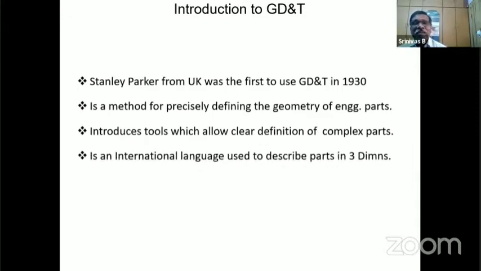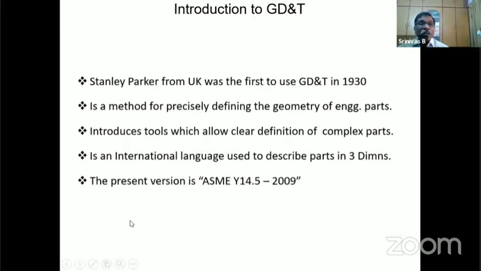It's an international language used to describe parts in 3 dimensions. Understand, in olden days, we used to have only orthographic views: front view, side view, top view, like that. Of late, with the advent of CAD, we were able to give isometric view also. Though it is also two-dimensional, it captures three-dimensional geometry in 2 dimensions. Am I right, sir? The present version is ASME Y14.5 2009.